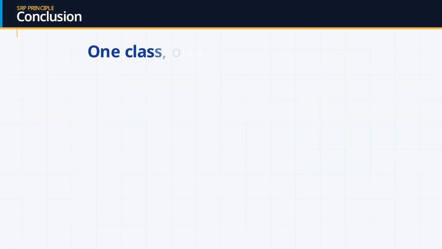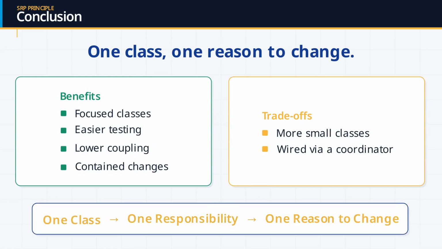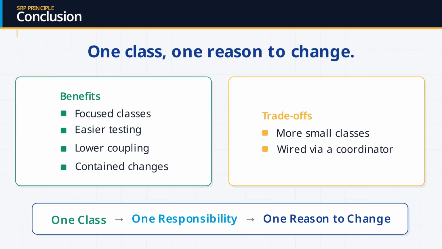The heart of SRP, one class, one reason to change. Benefits: focused classes, easier testing, lower coupling, contained changes. The trade-off: more small classes wired together through a coordinator. One class, one responsibility, one reason to change.